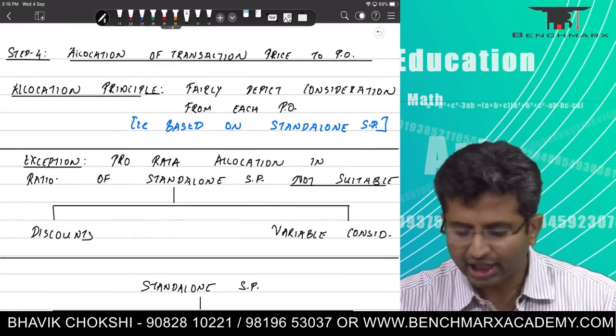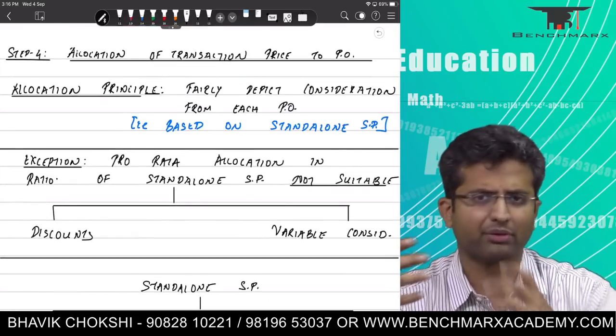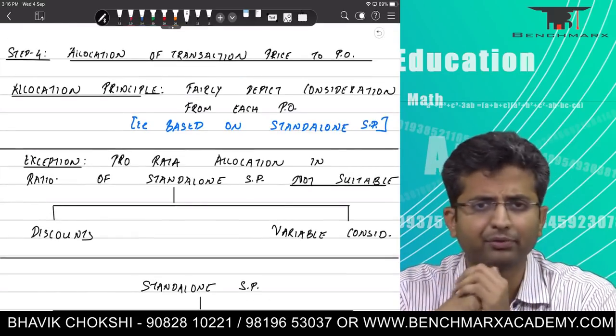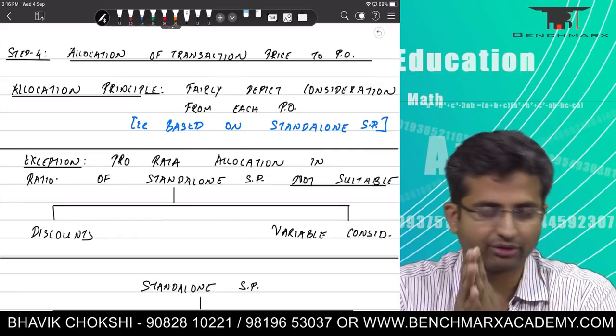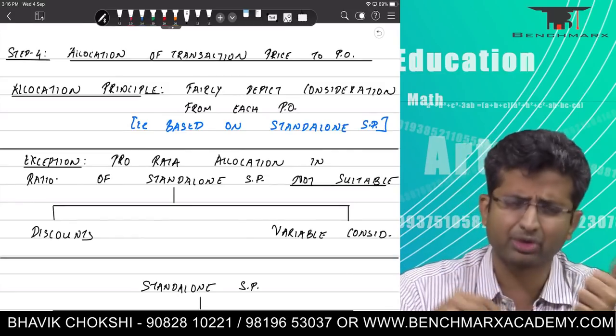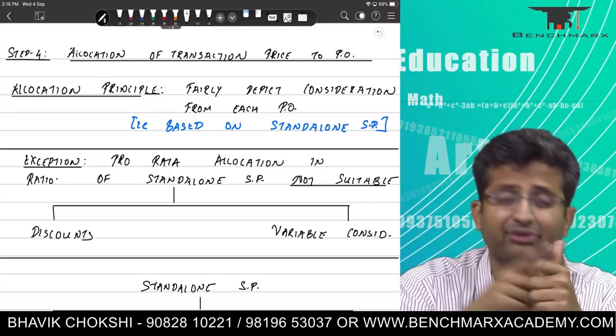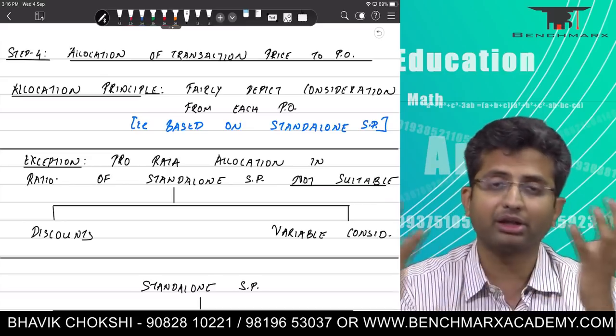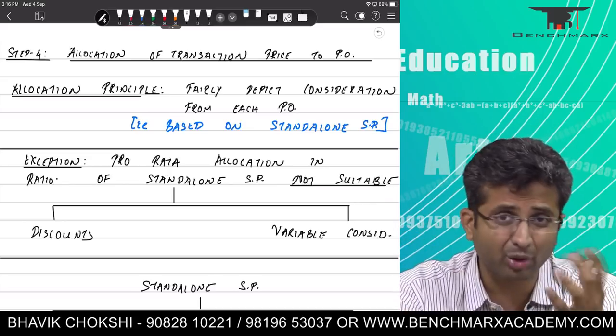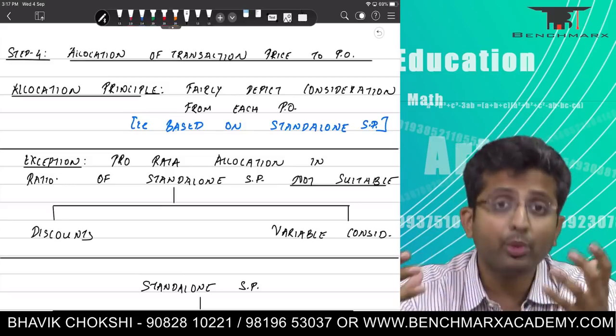Okay, then you go to the next section, that is the allocation of transaction price. This is a fairly straightforward section. How will you allocate the transaction price? You have determined the performance obligations, let us say in our example sale of AC, warranty, service. You have determined the total transaction price, let us say 24,000. Now you need to allocate it. How will you allocate it?